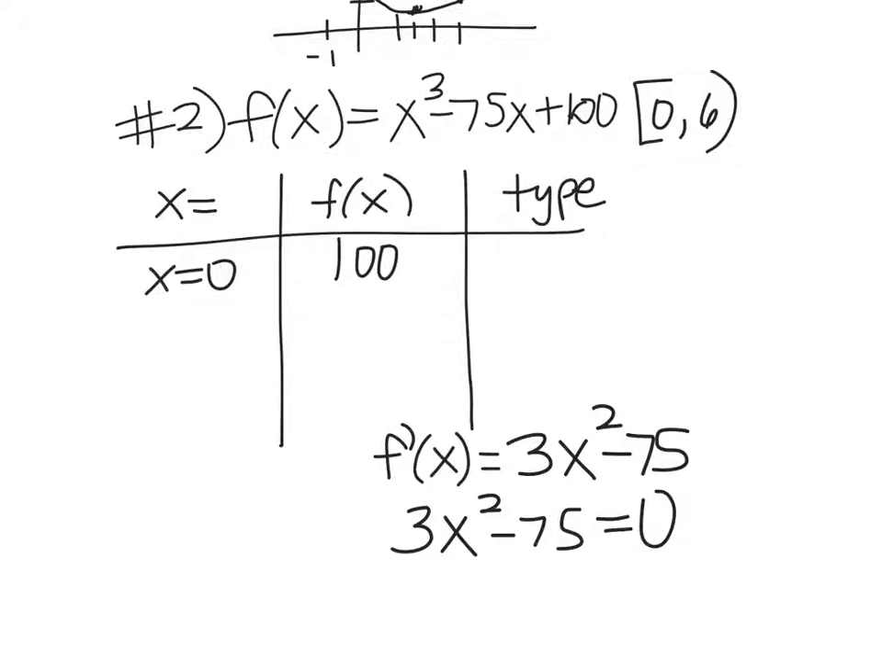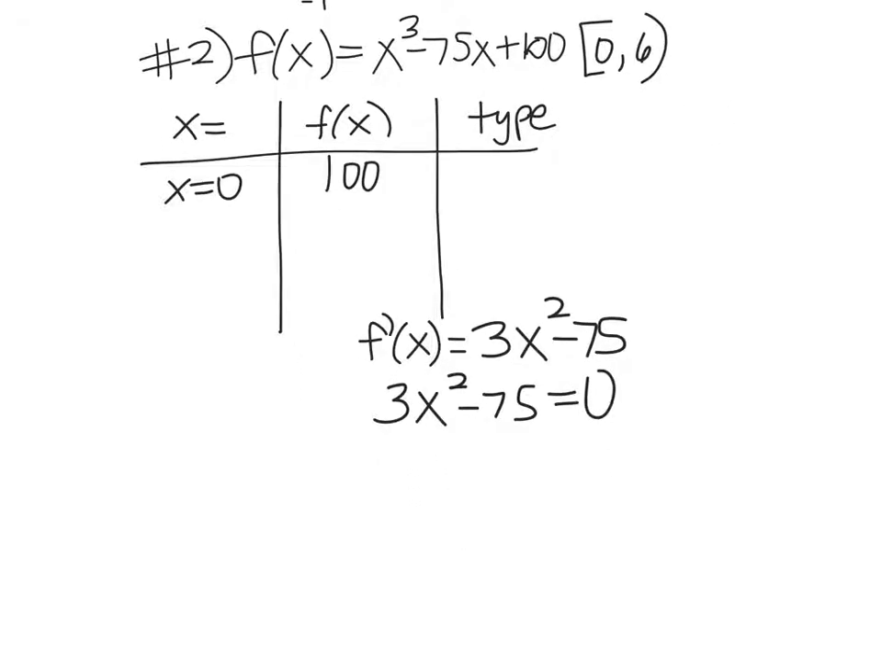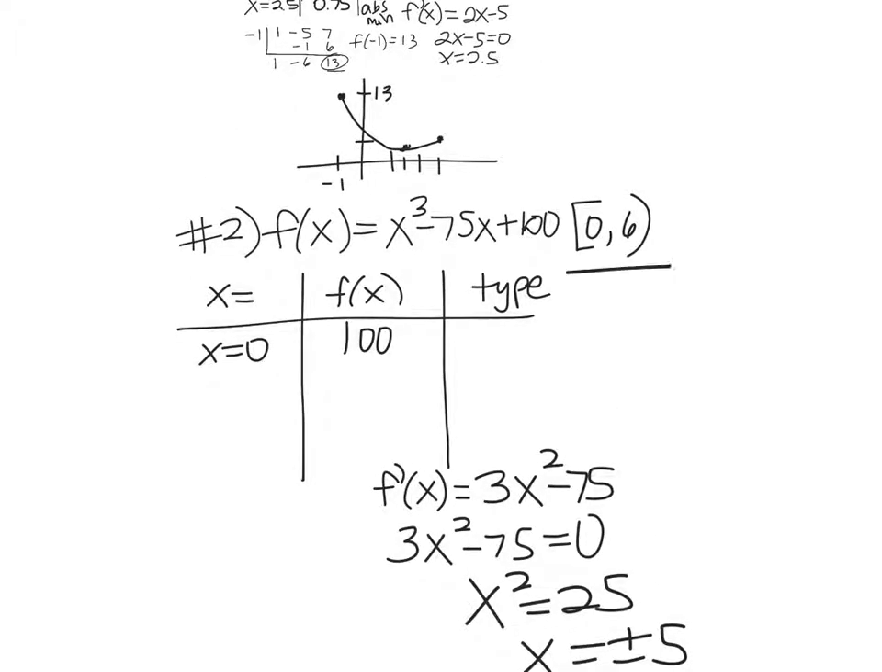All right, equal to 0. Add 75, divide by 3. X squared is 25. Take the plus and minus square root, and you get 2 points, 5 and -5. Now, check your interval. The -5 is not in the interval, we don't even care about it. That's the interval given to us, 0 to 6. The only one we want is x equals 5. But do it right, get both answers, because it might be a bigger interval. Okay, so take 5 and plug that back in. You can use your calculator for that, and it's going to be -150.